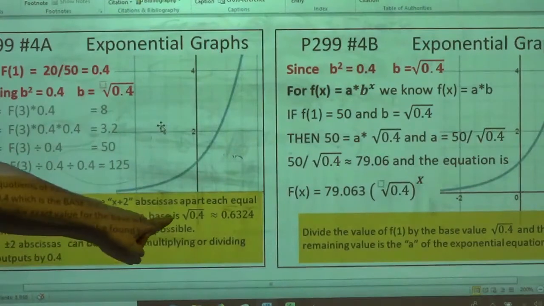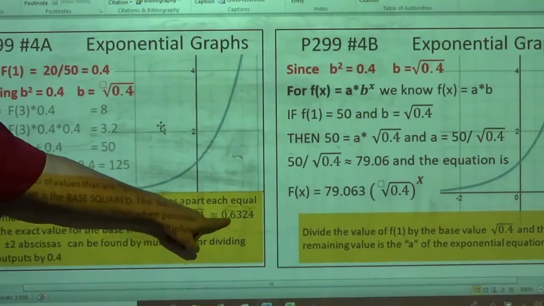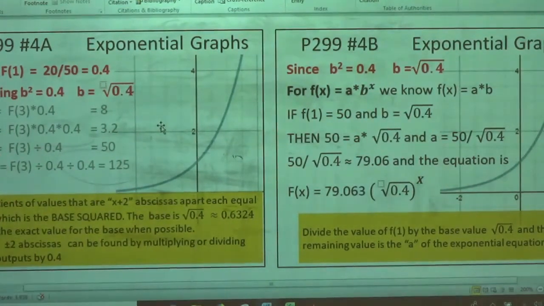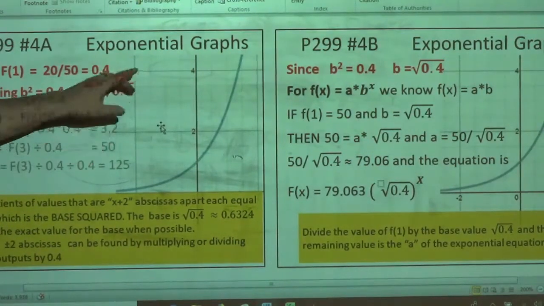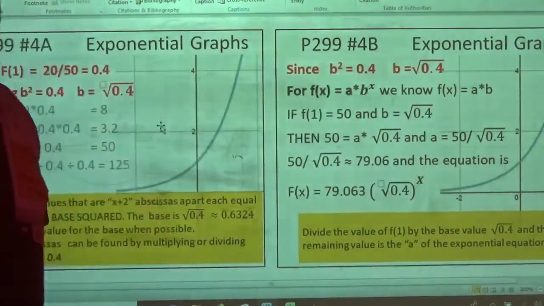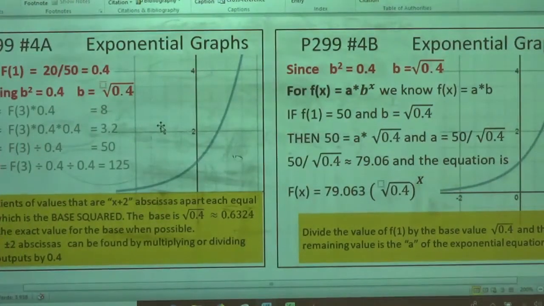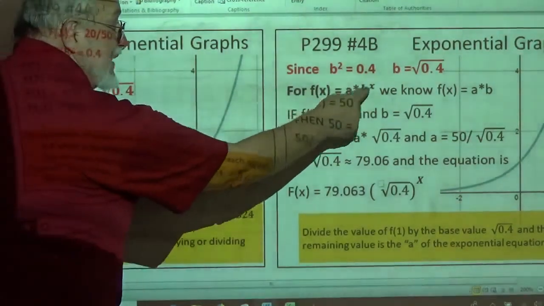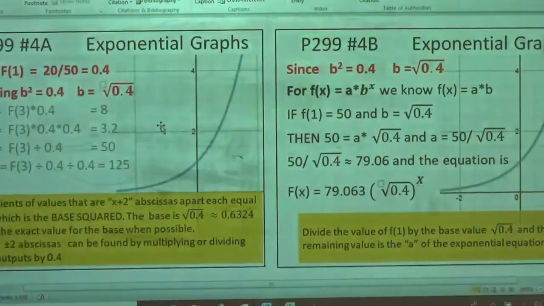Now, the square root of 0.4 is approximately 0.63. Okay, it's not 0.7, because 7 times 7 is 49. This is 0.40. All right? Okay, so, but we can go back to here to find the equation. We know that b squared was this, so b is the square root of. So, I'm given 1. What does that mean? It means f of x is a times b to the first power. Well, that's going to be fast, isn't it?